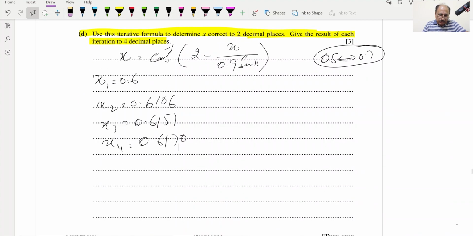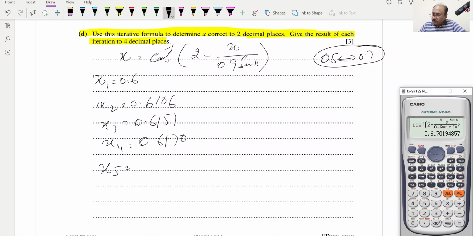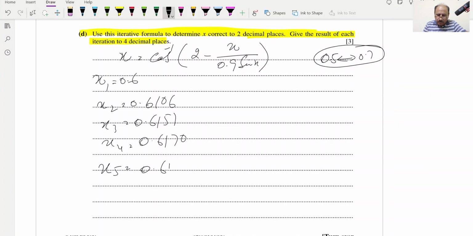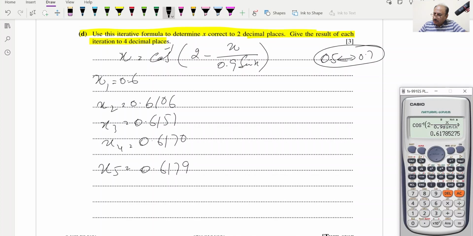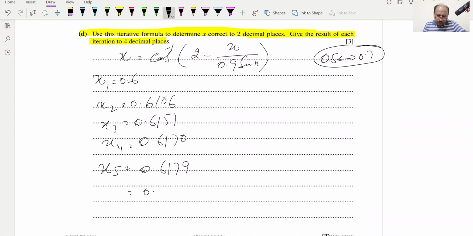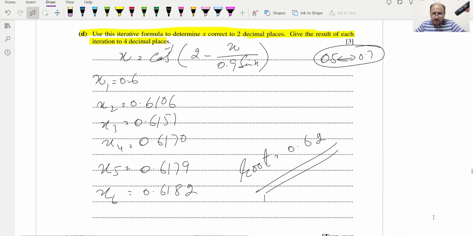0.6170. Now we can write for x5, and this will be calculate for answer is equal to 0.6179, and we can see that it is moving towards 0.62. Even we can find one more, so calculate for answer is giving us 0.6182. So it's moving towards 0.62, so root will be equal to 0.62. This will be our answer up to two decimal places.